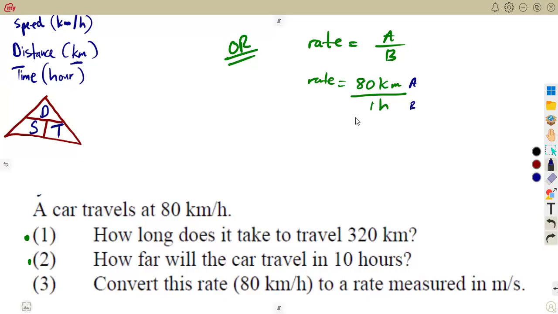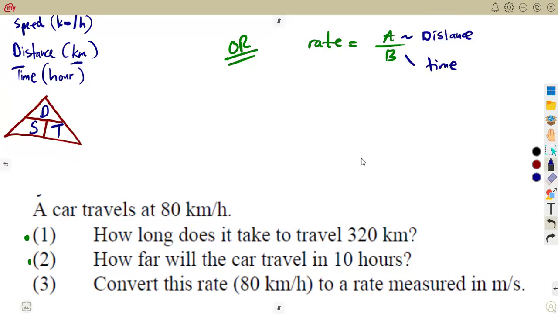So you have to note what you are given in terms of the expression of this part. What are you given in terms of this part? 80 kilometers is what? The distance. This 1 hour, the hour is for the time. That is what you just need to understand. So your rate, the one that you are given, is expressing distance to what? To time. All right, this is what it means.